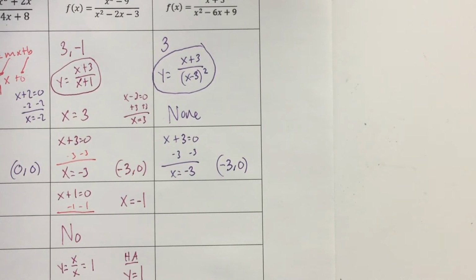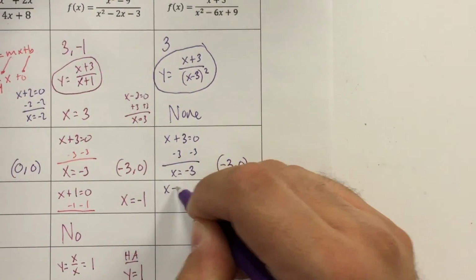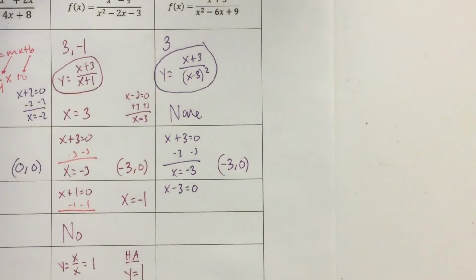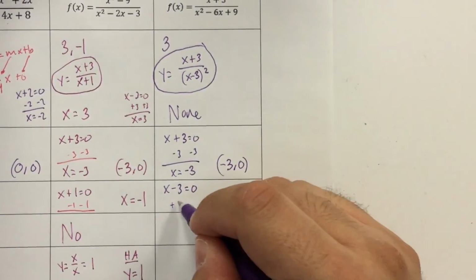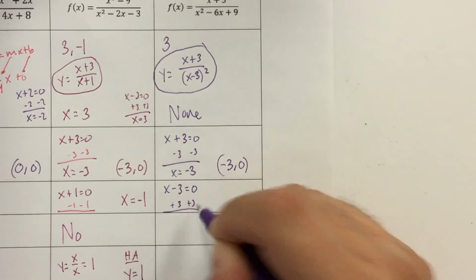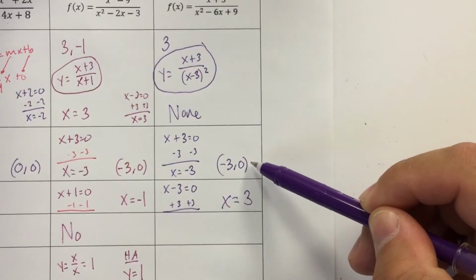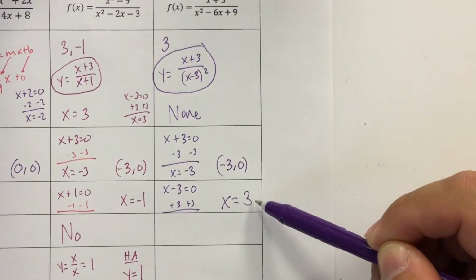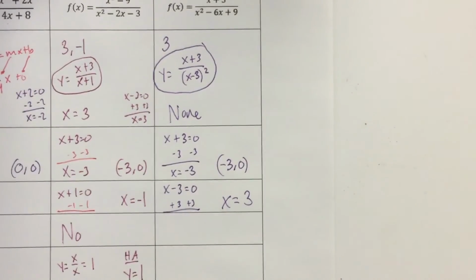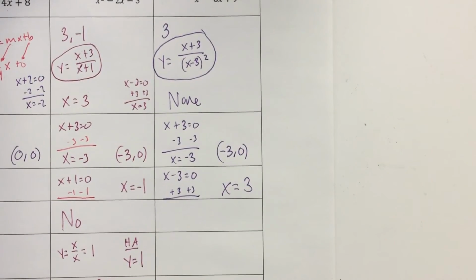Okay, good. Asymptotes, vertical asymptotes. Set the denominator equal to 0. Well, x minus 3 squared means x minus 3, right? So I'm only going to set one of them. I'm going to say x minus 3 equals 0. So to solve this, I would add the 3 over. And what would x equal? 3. So notice the x-intercept is a coordinate where the vertical asymptote is x equals. It's an equation.